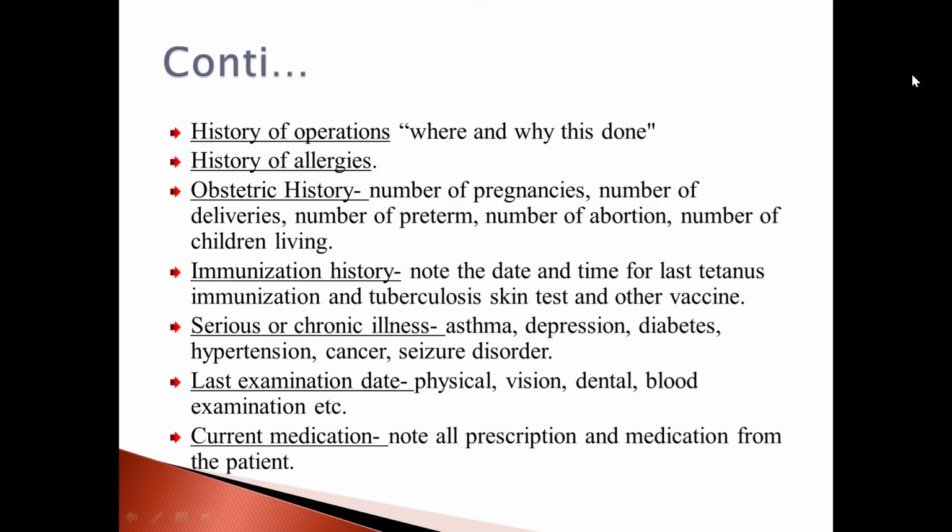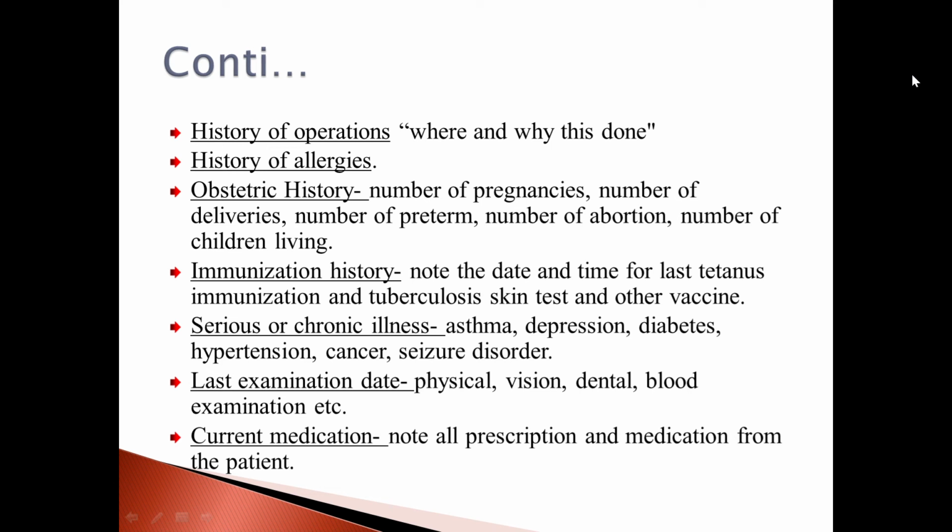History of operations, where and why the operation has been done. What's the problem? You have to ask it. History of any allergies to medications or food or something. If the patient is a female, you have to ask for the obstetric history, that is number of pregnancies, number of deliveries, number of preterm, before term, the baby term, number of abortions, number of children living, you have to collect it.